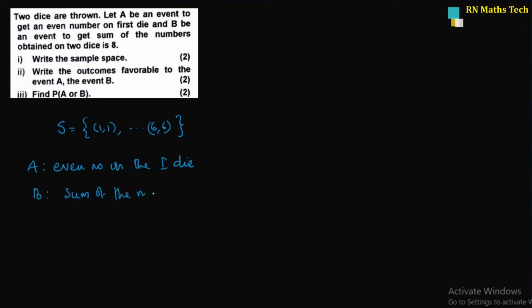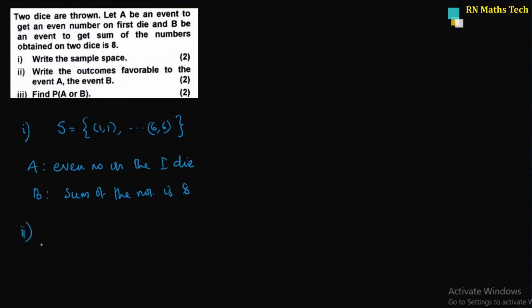Next one. 2 dice are thrown. Sample space contains 36 elements: 1,1, 2, up to 6,6. A be the event to get an even number on the first die. B be the event that the sum of the numbers is 8. Write the sample space. So sample space is 1,1, etc. up to 6,6. That is the first one.